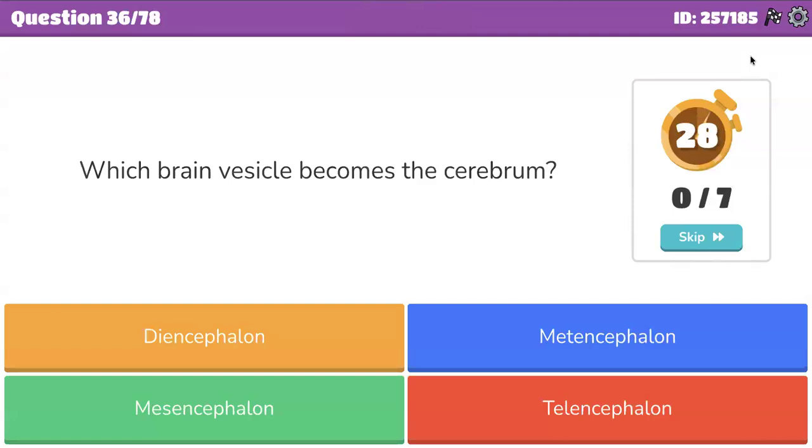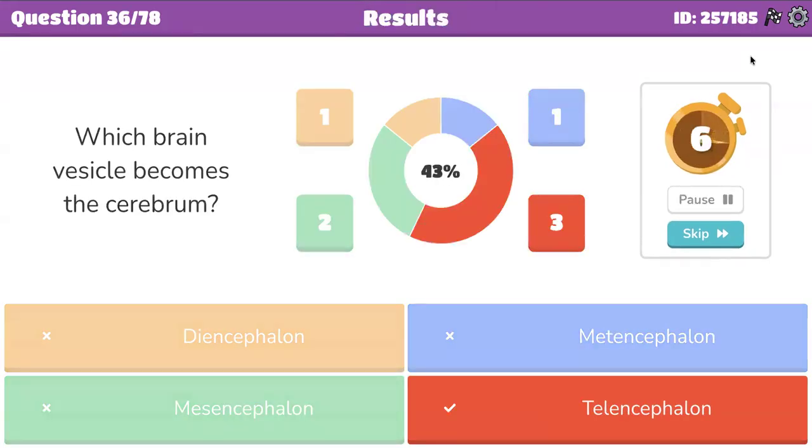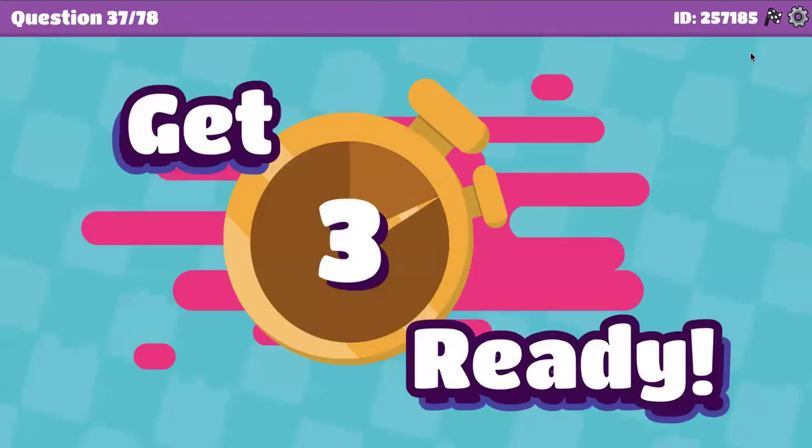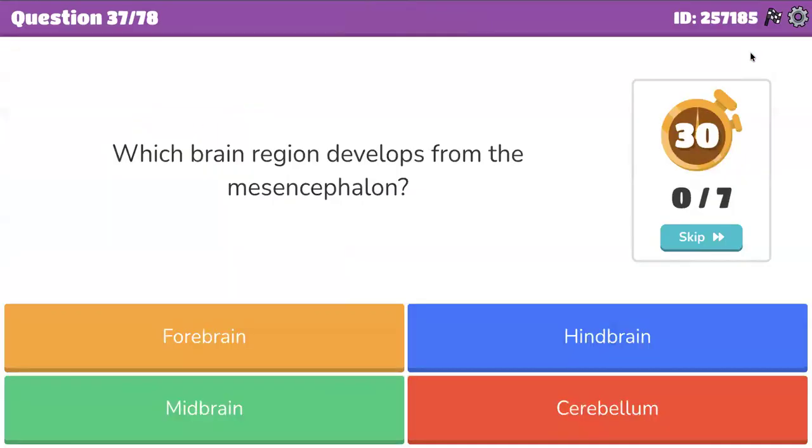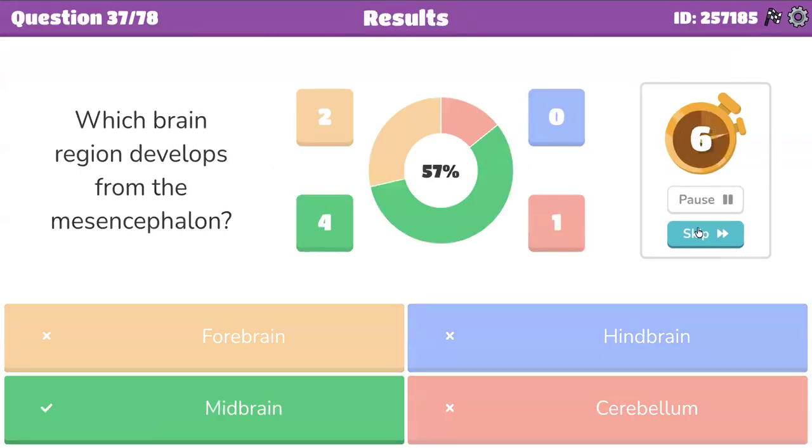Which brain vesicle becomes the cerebrum? And this is talking about brain development in the fetus. So not even when they're an infant yet, because as they are forming, the telencephalon is the part that becomes the cerebrum. Which brain region develops from the mesencephalon? The midbrain.